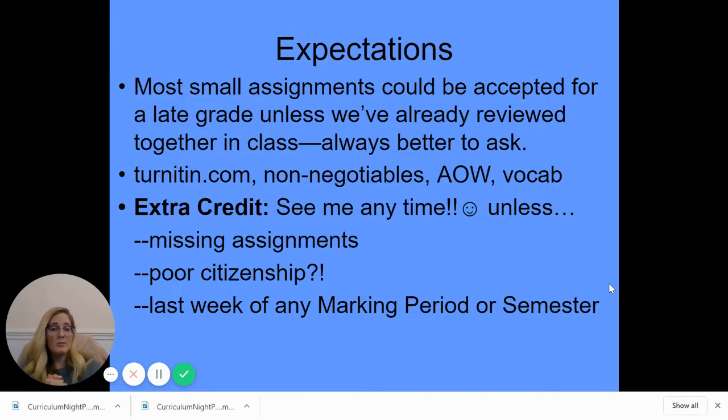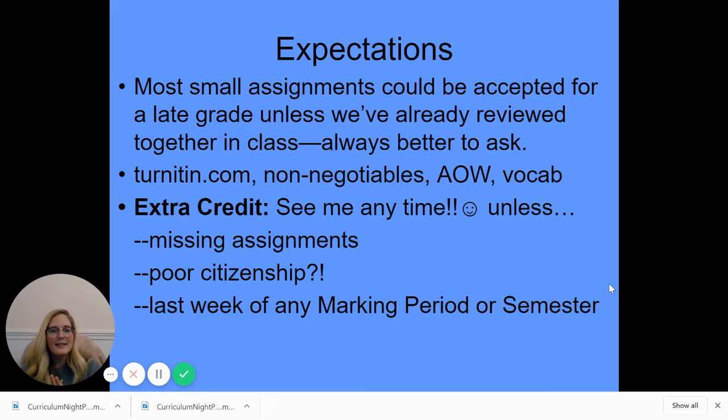Overall expectations when it comes to work, I always just tell kids when it comes to late work or, can I turn this in still? Just ask. It's always better to ask because a lot of it depends on the situation, the type of assignment, how long they've known the due date, if we've gone over it together, etc. A couple other things, we use a website called turnitin.com to check for plagiarism. So sometimes formal essays will be turned into that. So just be listening for that if anyone's working on that at home.